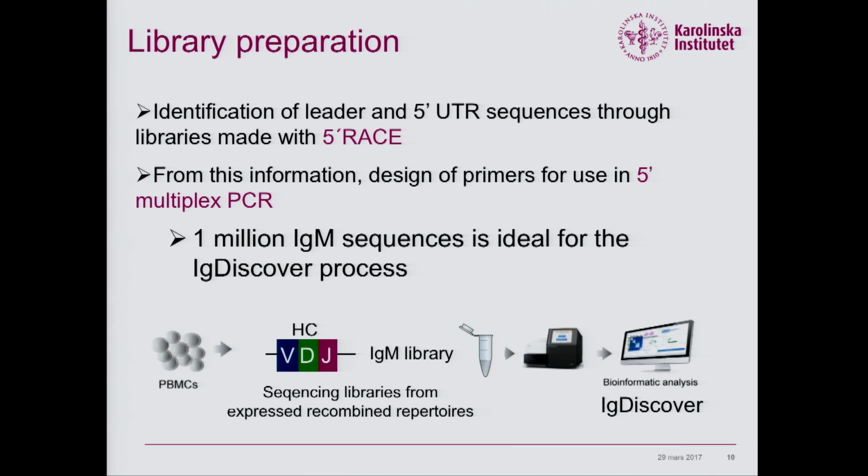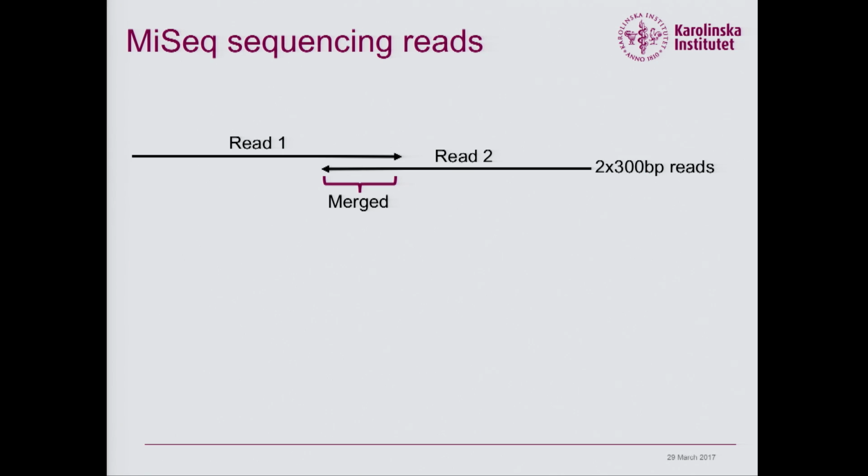And we do this either by making the libraries through 5' RACE. This is an unbiased approach that will capture any V gene segment. Often we start with that, and from it we can study the upstream regions or the leader sequences of each V gene segment. That is the basis for designing primers that we can then use in multiplex, and that's what we eventually use for our library preparations. We're starting from approximately 1 million sequences that we run on Illumina's MiSeq instrument, using the 2x300 base pair read approach. I'm just mentioning this because we often get questions about 5' RACE versus 5' multiplex.